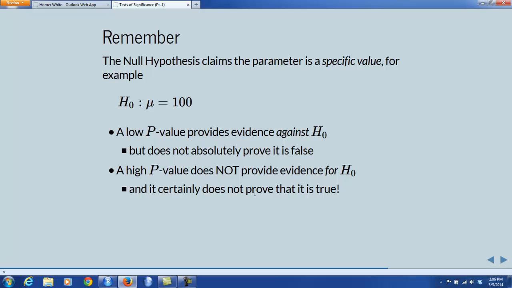So, summing it up again, in this course, the null hypothesis is always going to be claiming that the parameter is a specific value, for example, that mu is 100. A low p-value provides evidence against the null, but does not absolutely prove that it is false. A high p-value does not provide evidence for the null, and it certainly does not prove that it's true. So when you get a high p-value, don't conclude things like the null is true, or say that you accept the null or believe the null. That simply isn't what's going on in tests of this nature.